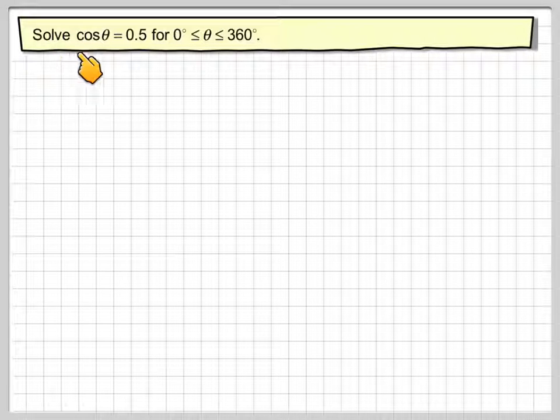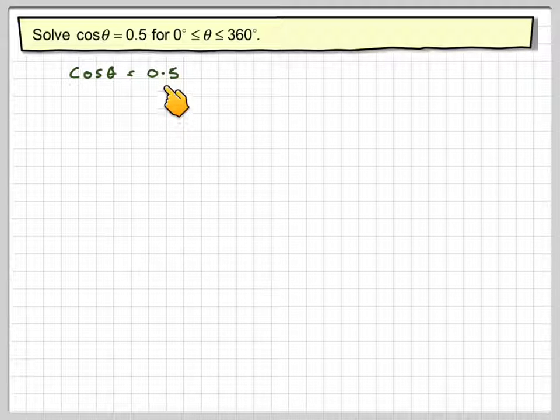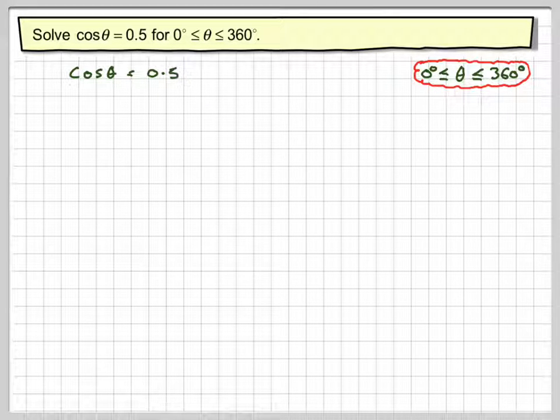In this video we're going to solve cos theta is equal to 0.5 for theta being between 0 and 360 degrees. So we've got cos theta is equal to 0.5, so we're solving it between 0 and 360. Now the first step is to do cos to the minus 1 of 0.5, which is 60 degrees. Now if you remember it, or you can do it on your calculator.